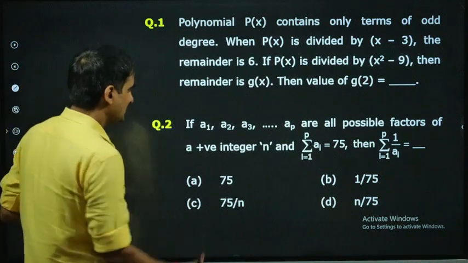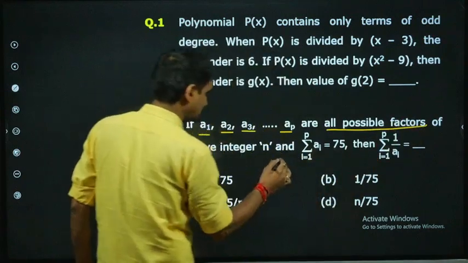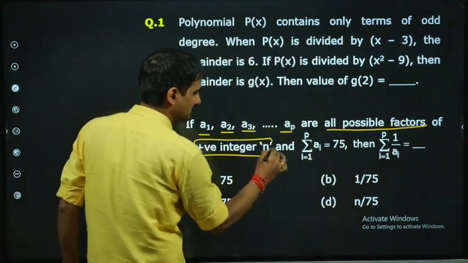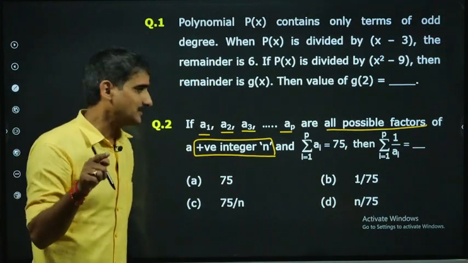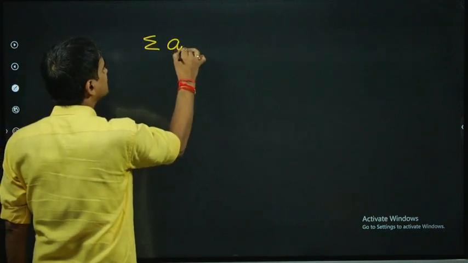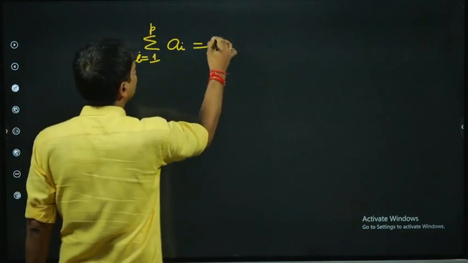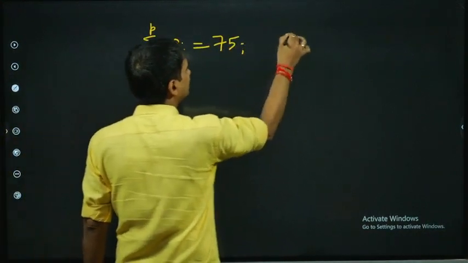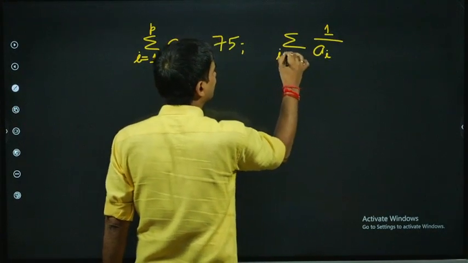They have given that let a1, a2, a3, ap are all possible factors of the positive integer, and we are given that the sum of all such factors, when i goes from 1 to p, is 75, and we have to find the value of the expression.